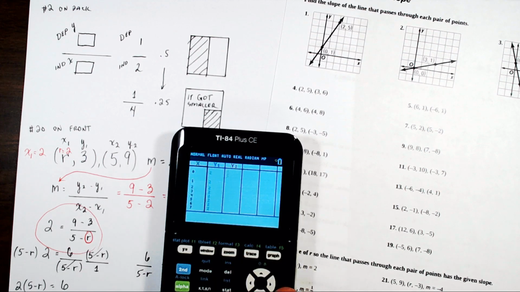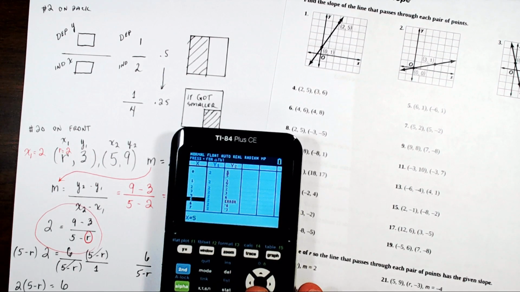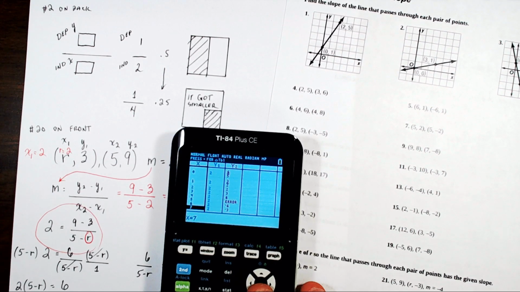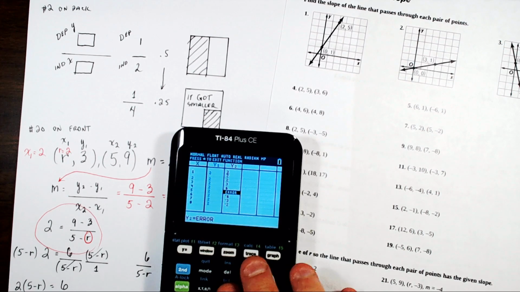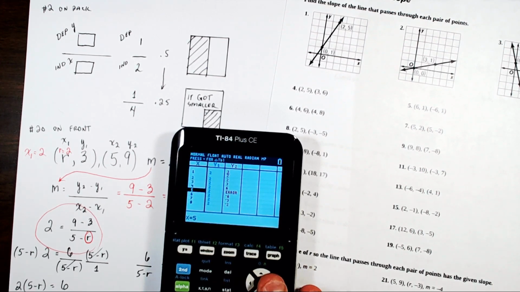I'm going to look at my table. What I'm looking for is... now see, it's giving me an error there. I'm not sure. Maybe I'm looking for the error. I don't know. It's interesting. 2 equals error. Where x equals 5, y equals error. No, here's what I'm looking for.